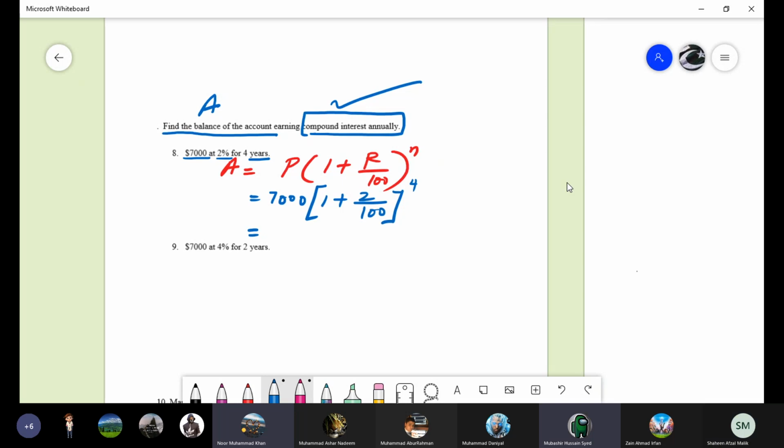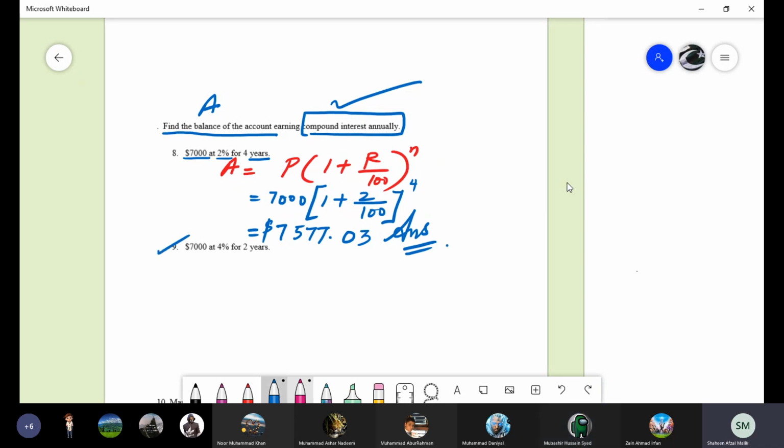7,000 multiplied by 1 plus 2 over 100 raised to power 4. 7,577.025. Zen, stay quiet. 7,577.025. Can we write 03? Ma'am, it's 5, so yes, we can. Thank you so much, Mubashir.